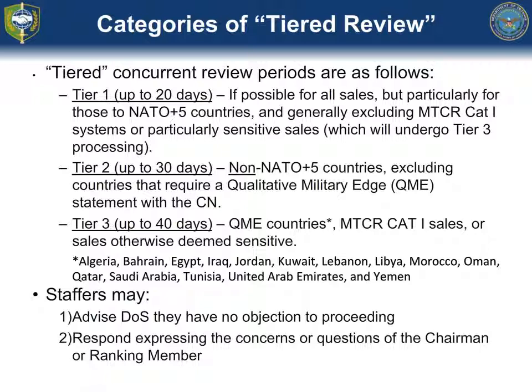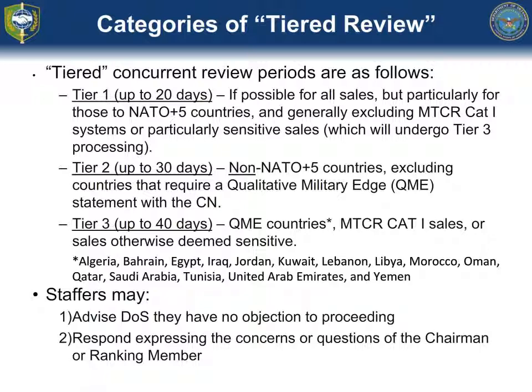For non-NATO plus 5 countries, excluding countries that require a qualitative military edge statement with the CN, the standard is 30 days. Now, I didn't talk about a qualitative military edge statement. This is a fairly recent change to the Act within the past 7 years. It's a requirement that for sales to a certain set of countries listed here, State include a determination that the sale to those countries will not affect the qualitative military edge of Israel in responding to any one of these countries singly or any group of them generally. Israel will still have a qualitative military edge.